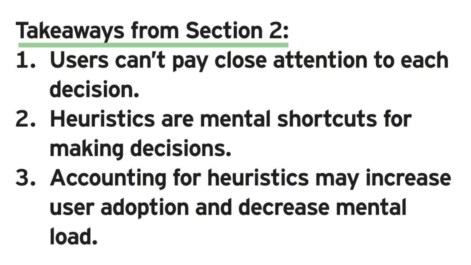All right, so users can't pay close attention to each decision they make. We know that. Heuristics are mental shortcuts for making decisions, and I only covered 3. There are 30 of them.